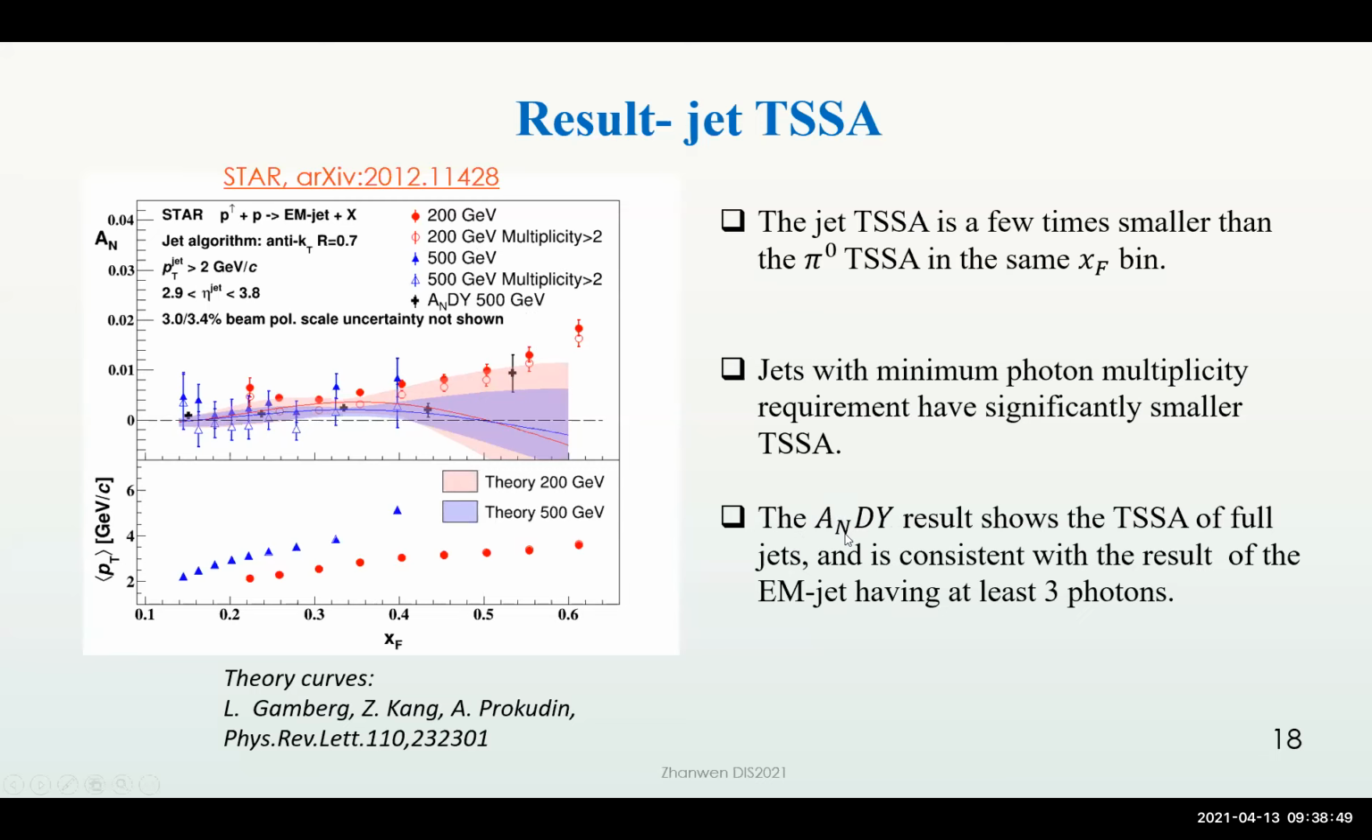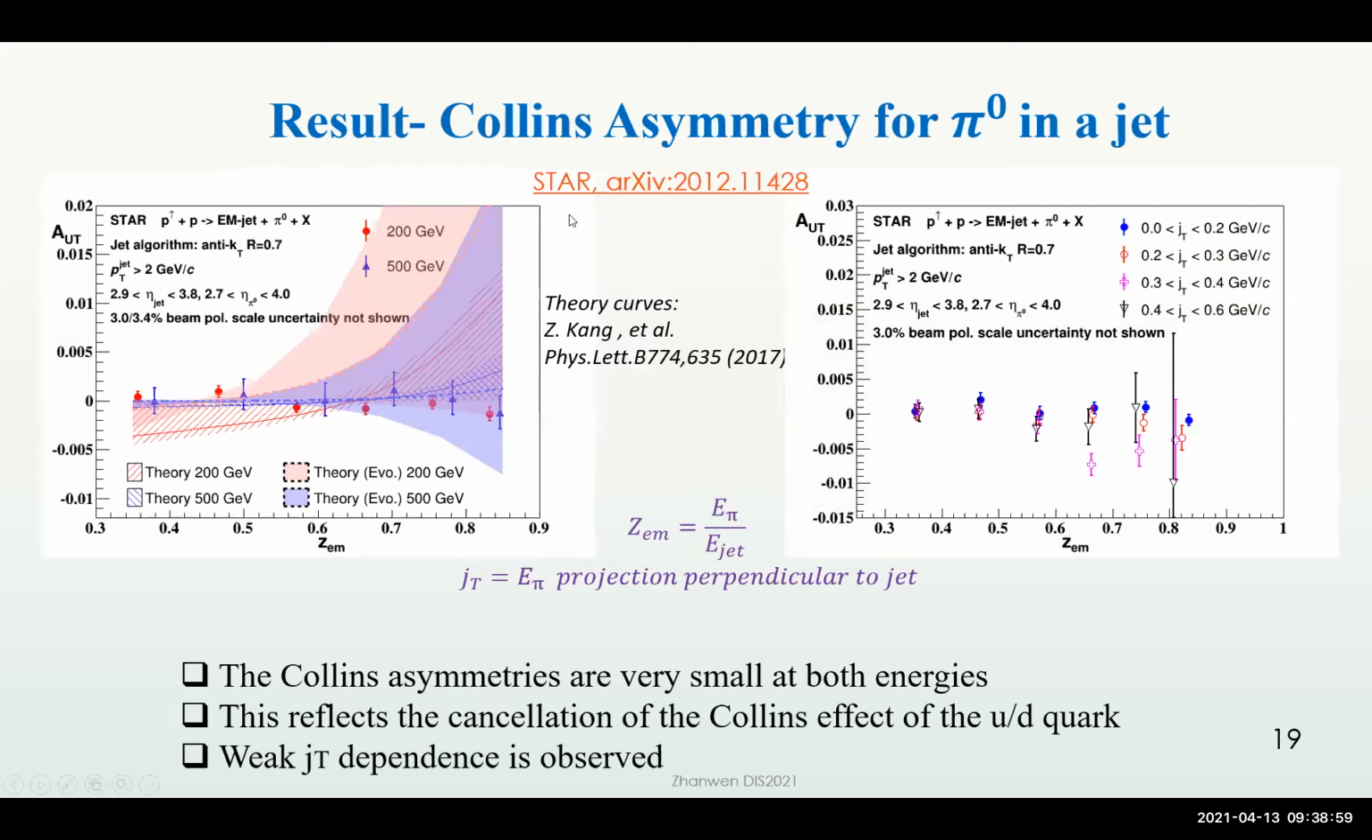And by the way, they are constructing the full jet, and we are doing the EM jet. So, kind of consistent here with the black points. So the final measurement is for Collins. So these are the results.